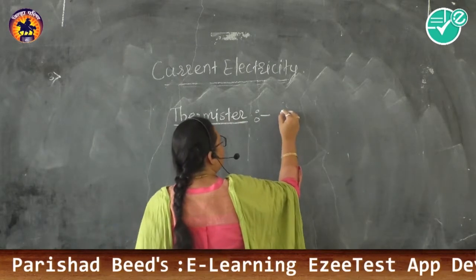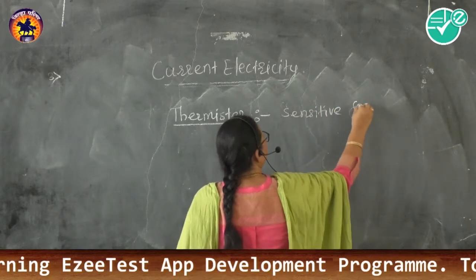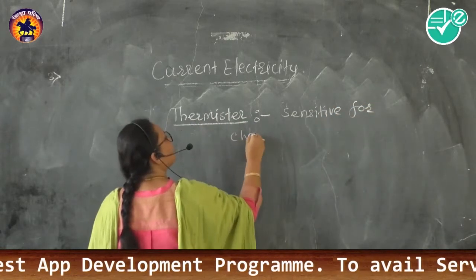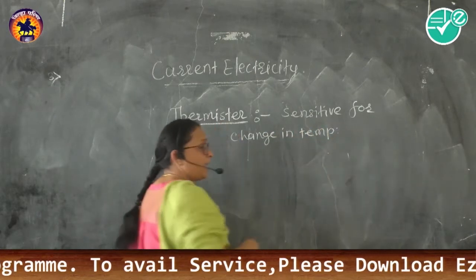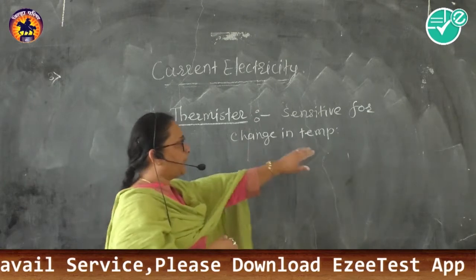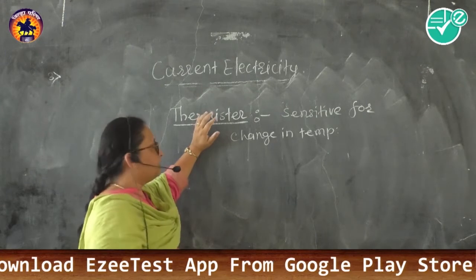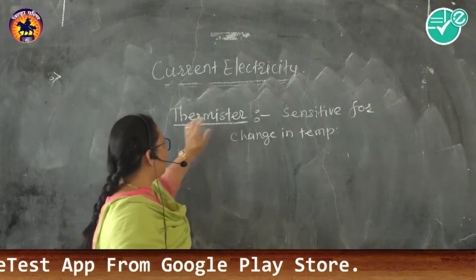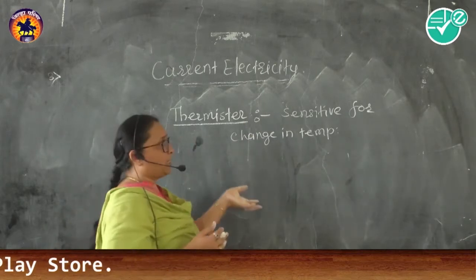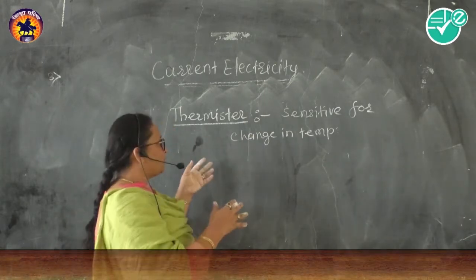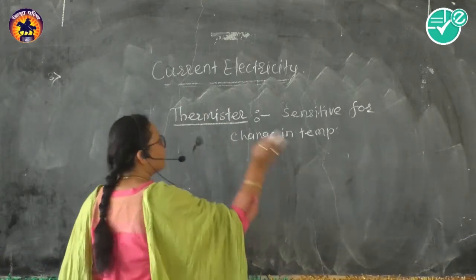So it is sensitive for change in temperature. Means any small change in temperature causes large change in resistance. The material which is having that property is known as a thermistor. That thermistor may be made from oxides of conductors, as well as these thermistors can be made from semiconductor material.